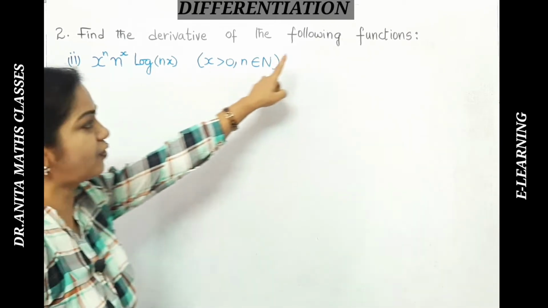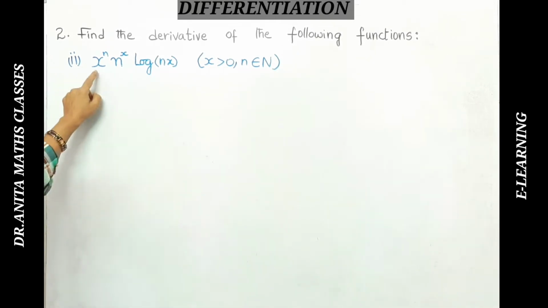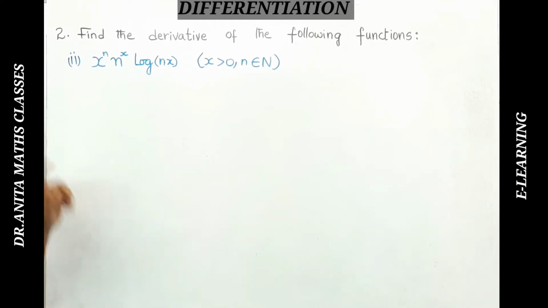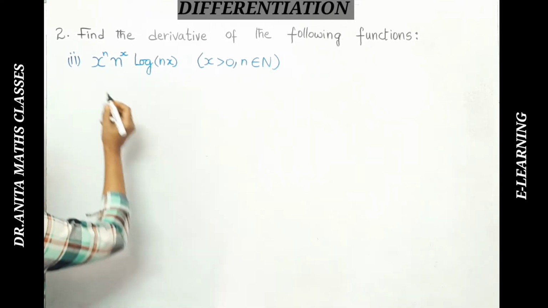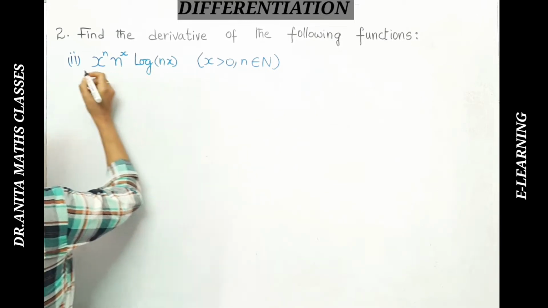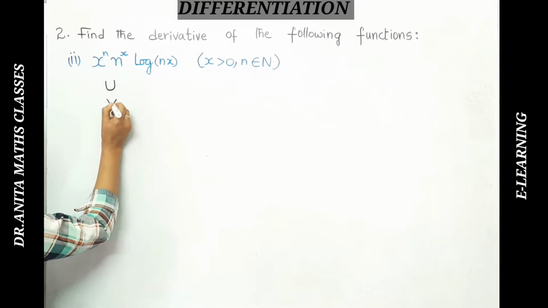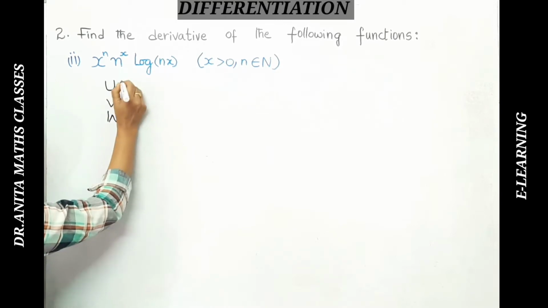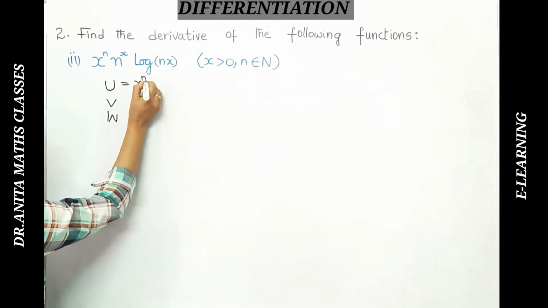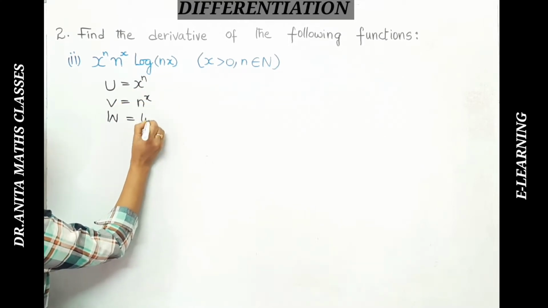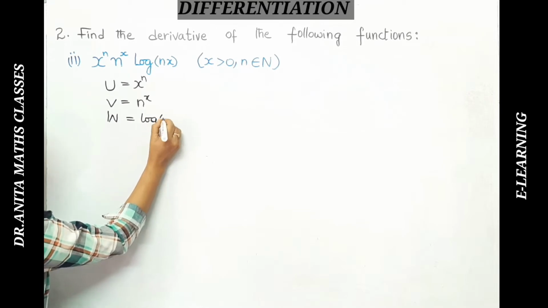Find the derivative of the following functions. Here given x to the power of n, n to the power of x and log nx. Clearly, we can see there are three functions. So, all these three functions, let us take as u, v and w. Let me suppose u as x to the power of n, v as n to the power of x and w as log nx. Now we need to find the derivative of these three.